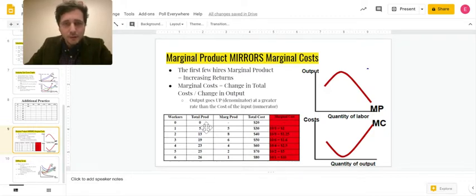My change in product from 0 to 5 is 5. So 10 divided by 5, my marginal cost is $2, right? But when I hire the next worker, I go from 30 to 40. My change in total cost is still 10.